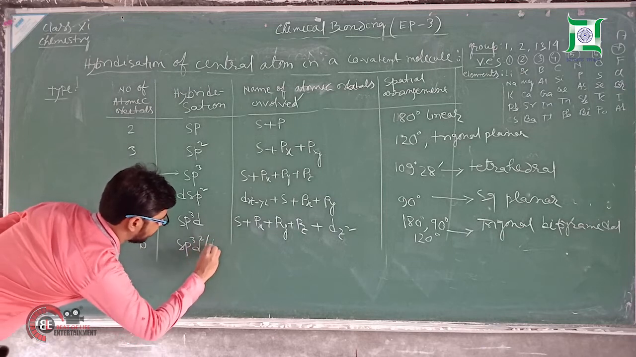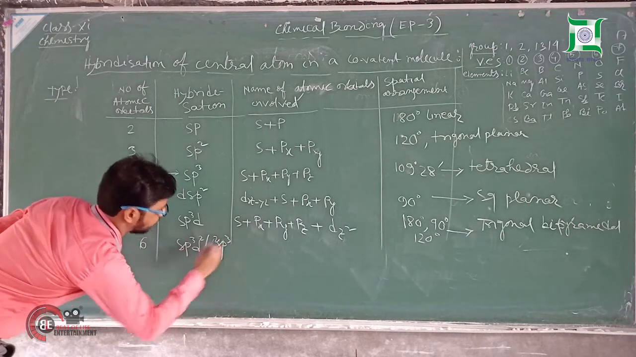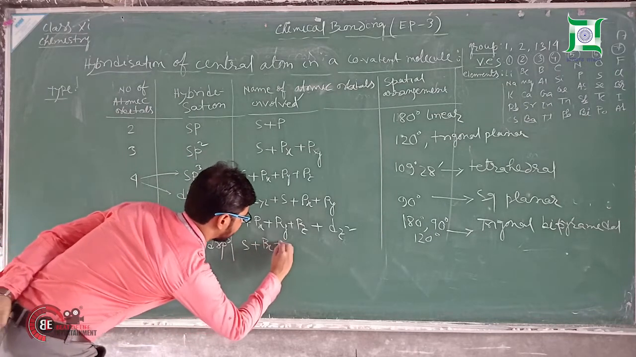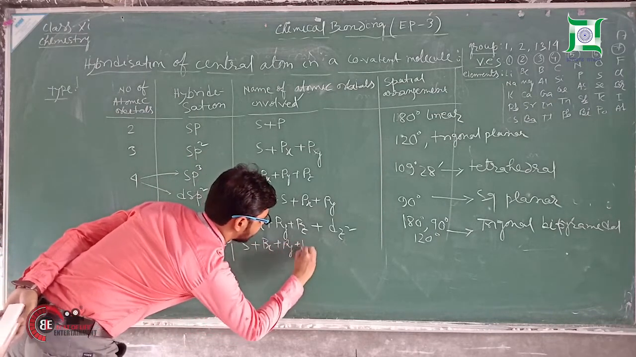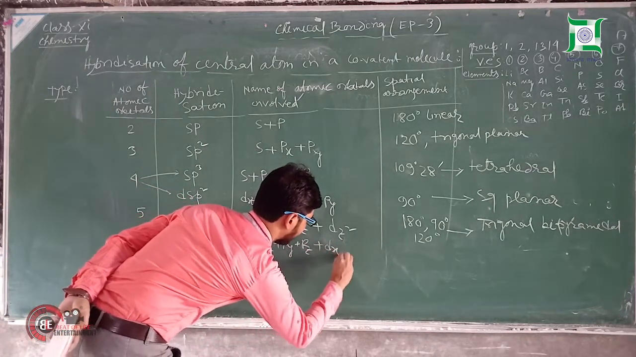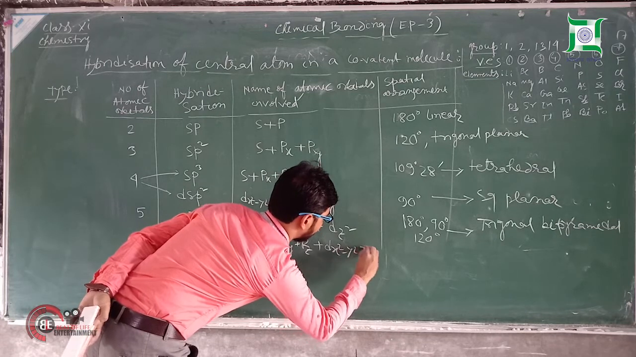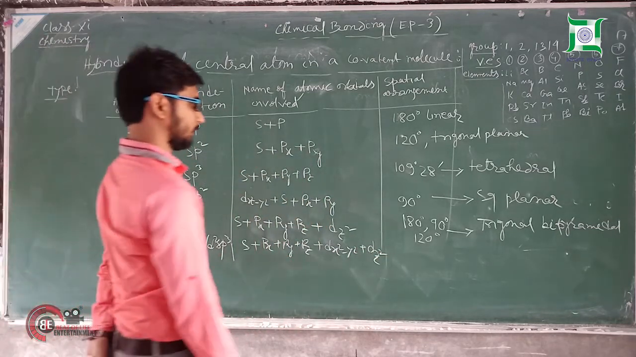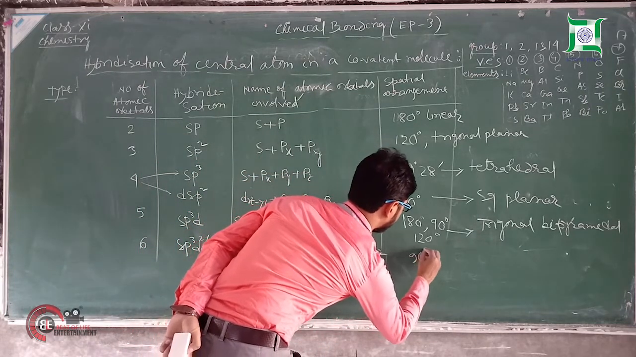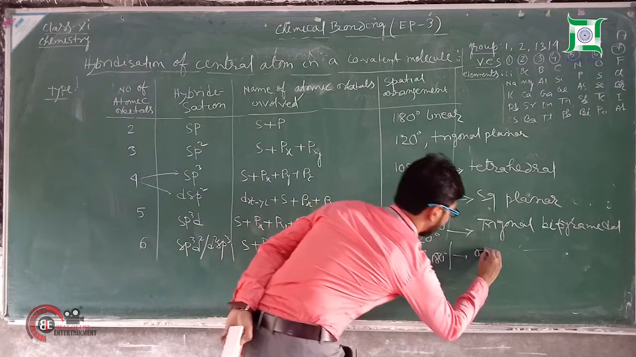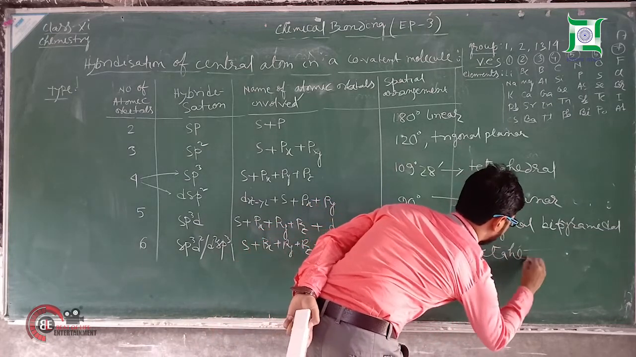sp3d2 और d2sp3, जहाँ s प्लस px प्लस py प्लस pz 3 p orbitals along with 2 d orbitals, that is dx square minus y square plus dz square. क्लियर? तो यहाँ हो जाएगा बॉन्ड एंगल 90 डिग्री एंड 180 डिग्री विथ ज्योमेट्री octahedral.